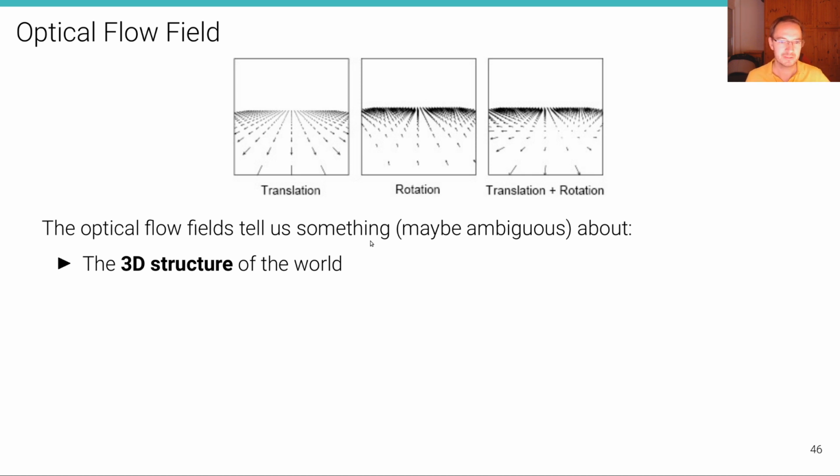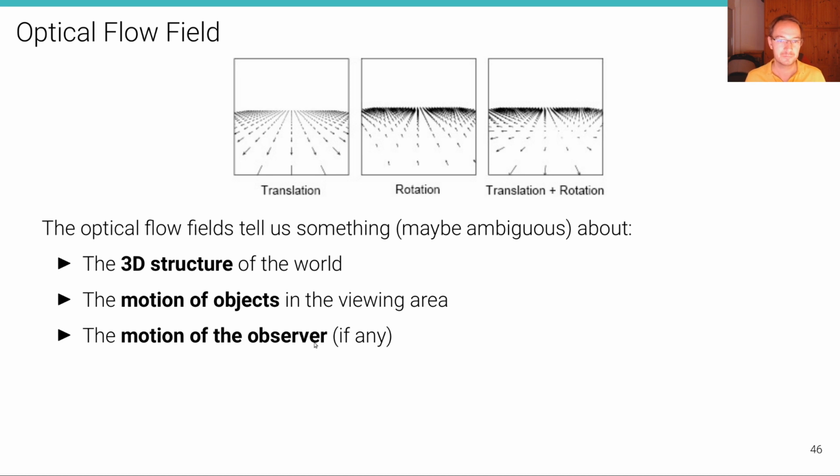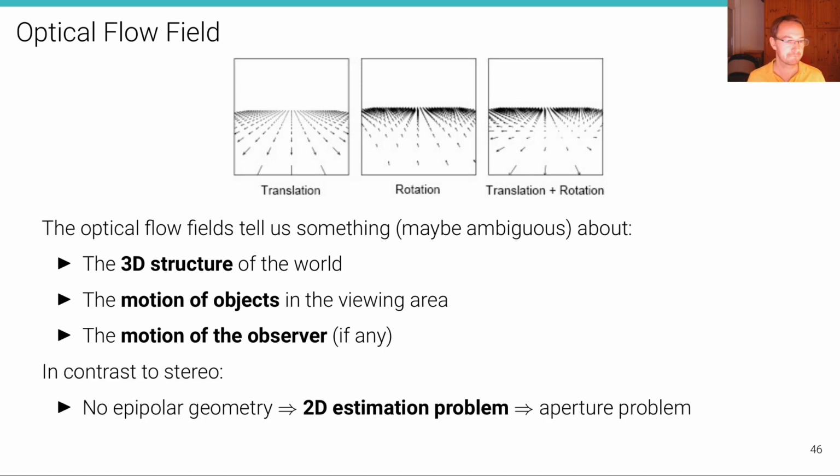The optical flow field tells us something maybe ambiguous about the 3D structure of the world, the motion of objects in the viewing area, and the motion of the observer, if there is any. For example, in this case here above, we have motion of the observer only, and we have a 3D plane as a structure here that we observe. And we can see pure translation motion, pure rotation motion here in the middle, and a combination of translation and rotation leading to these flow fields here.